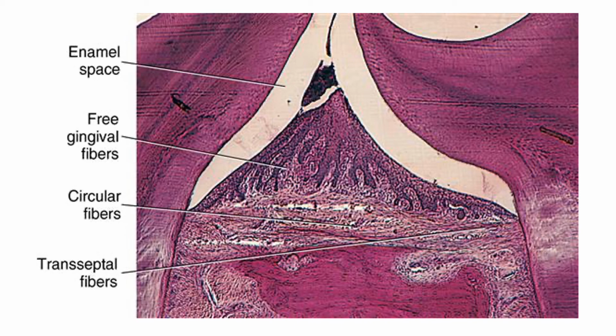We have here in this picture two teeth, one tooth on the right side and the other on the left side, and the enamel space of one tooth and the enamel space of the other. This triangle in the middle of this picture is the free gingival fiber, and beneath is the circular fiber, and the transseptal is between the cementum of one tooth and the cementum of the other tooth.